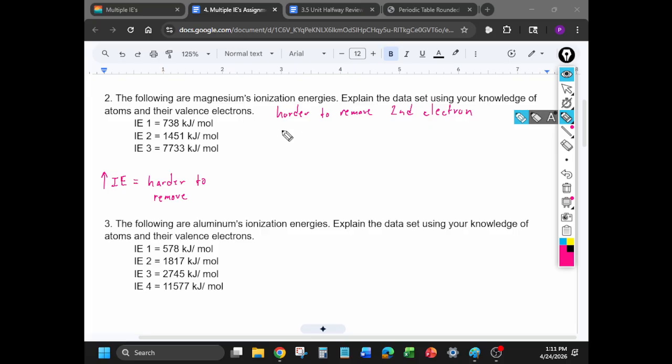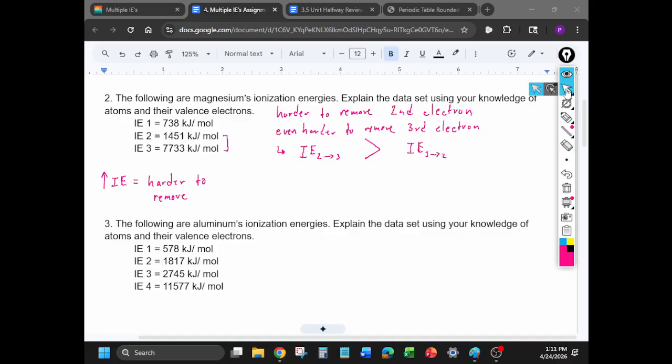The observation you need to make is that it gets even harder to remove the third electron. Okay? And it's not just a little bit harder, it is significantly more difficult. It's a massive jump in between IE1, IE2, and 2 and 3. So another way that we can write it is that the gap from IE2 to 3 is significantly bigger than the gap from 1 to 2.